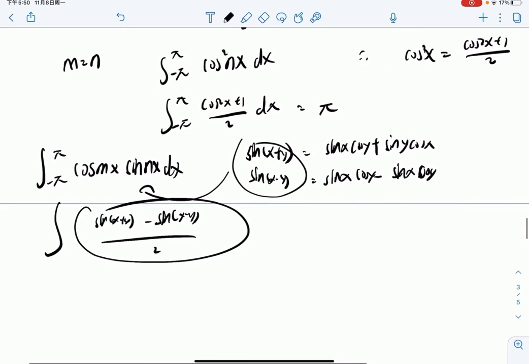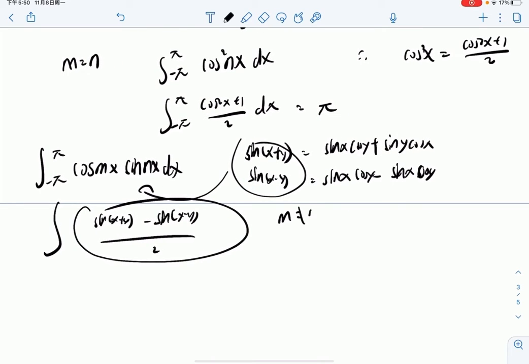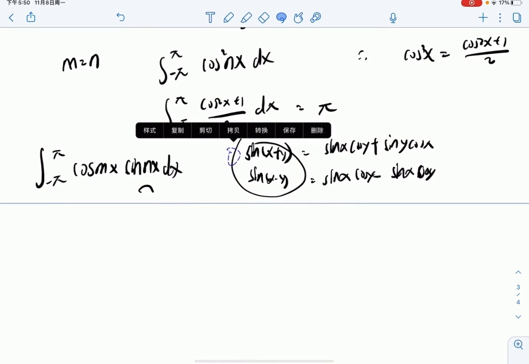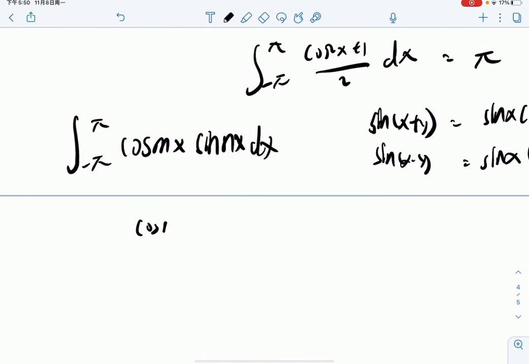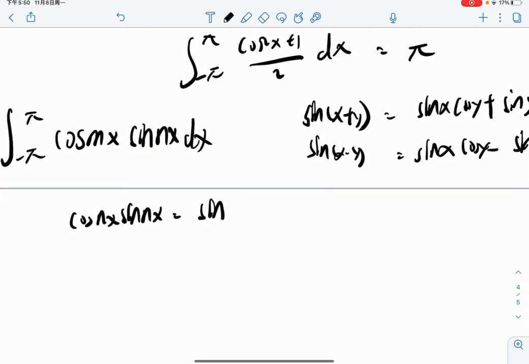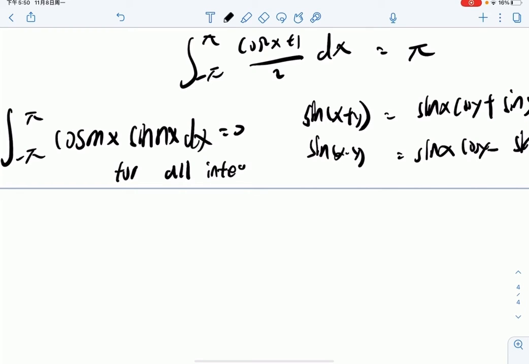And for the case of m not equal to n, you can see that. And when m is equal to n, this is also going to be equal to 0, because cosine nx times sine nx is basically sine 2nx divided by 2. If you take the integral, this is also equal to 0. So this integral is going to be equal to 0 for all integers m and n.